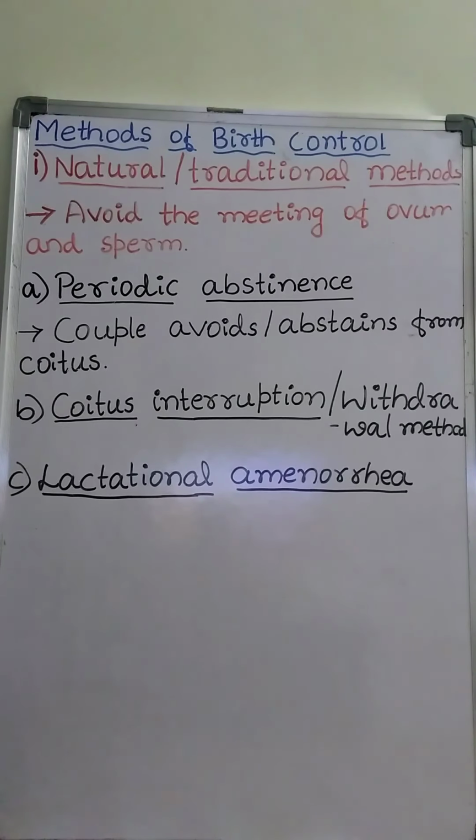There will be no side effects from periodic abstinence, coitus interruption or lactational amenorrhea. Chances of failure of these methods are also high compared to other methods of birth control. This is about natural or traditional methods of birth control.